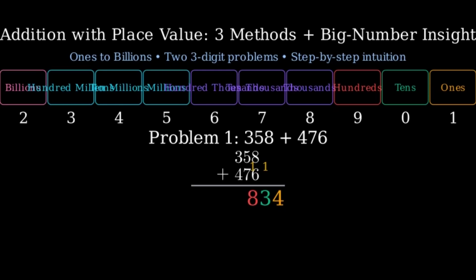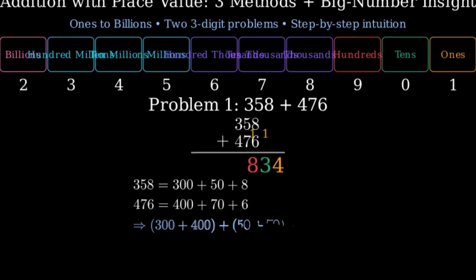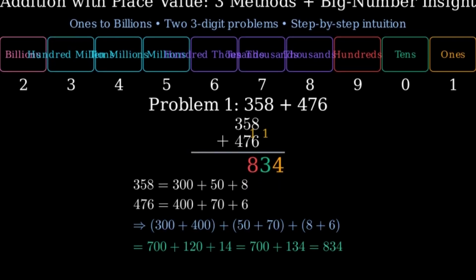Method 2, place value decomposition. We split each number into hundreds, tens, and ones. 300 plus 50 plus 8, and 400 plus 70 plus 6. Then we add hundreds with hundreds, tens with tens, and ones with ones. 700 plus 120 plus 14. We regroup 120 plus 14 as 134 and add it to 700 to get 834.